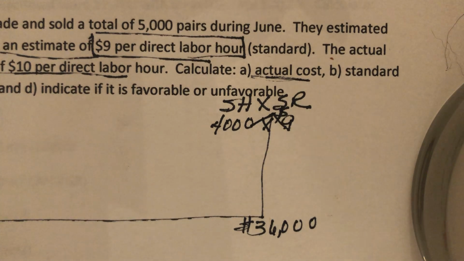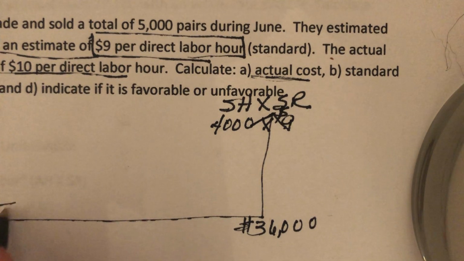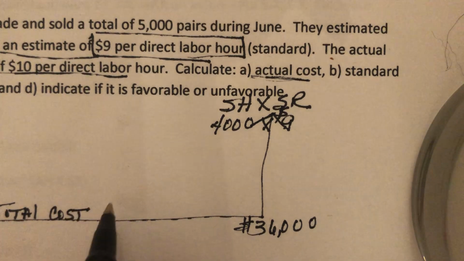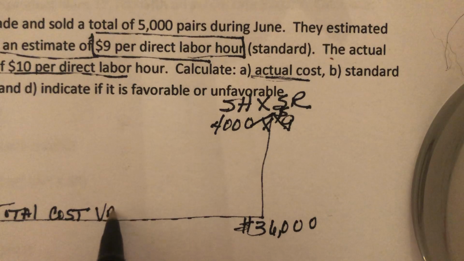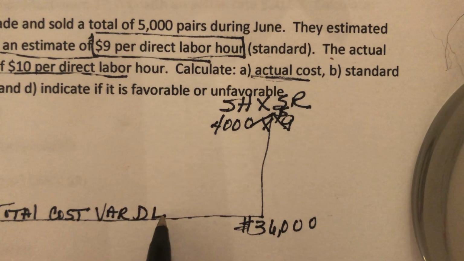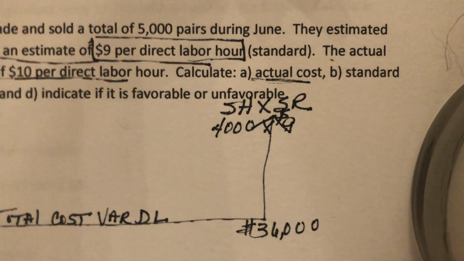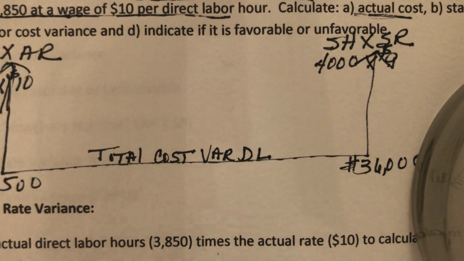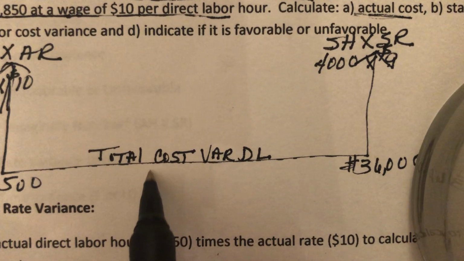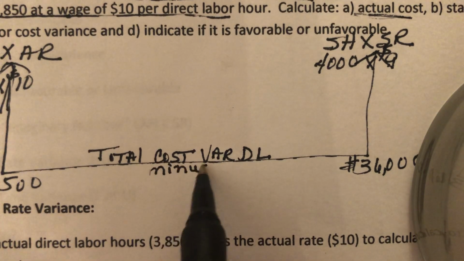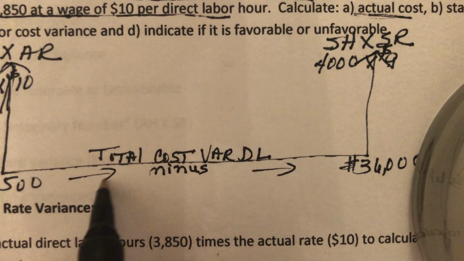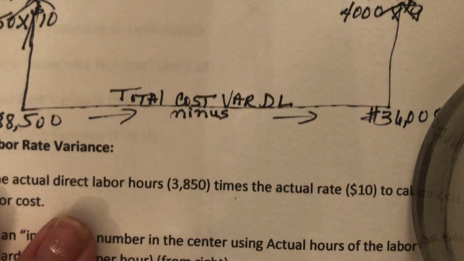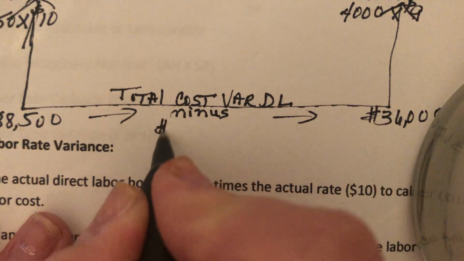So what we're getting here is the total cost variance for our direct labor. What's the difference here? That's what a variance is. So you want to subtract from left to right, actual minus your standard, and that's going to give you a difference of $2,500.